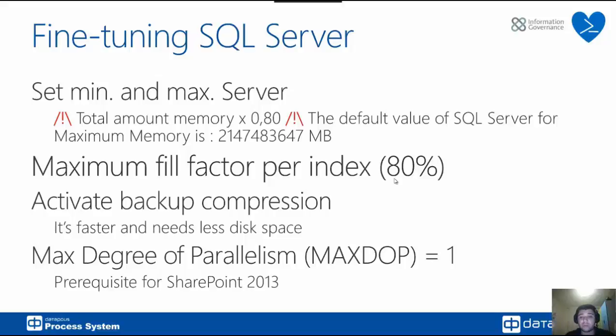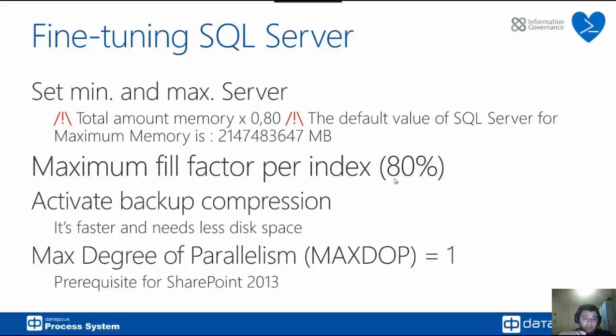Second point is set the maximum fill factor per index to 80%, activate backup compression, and set the max degree of parallelism, or max DOP, to 1. It's a best practice on SharePoint Server 2010. It's a prerequisite for SharePoint 2013 and 16 for the vNext.